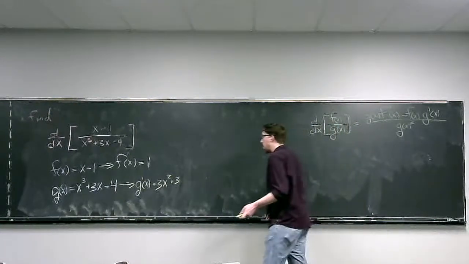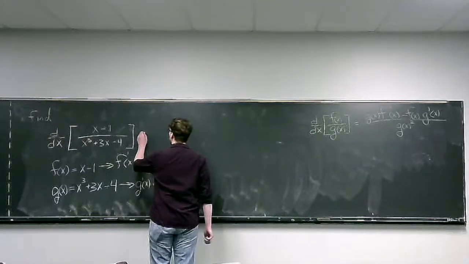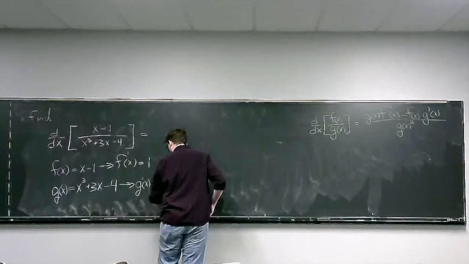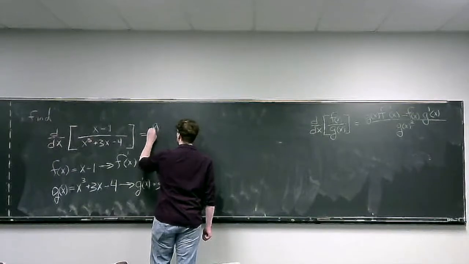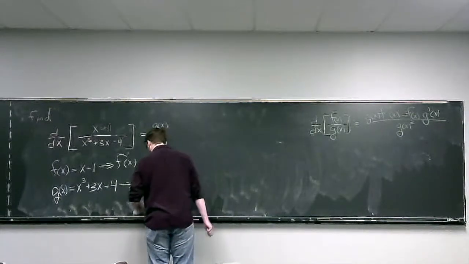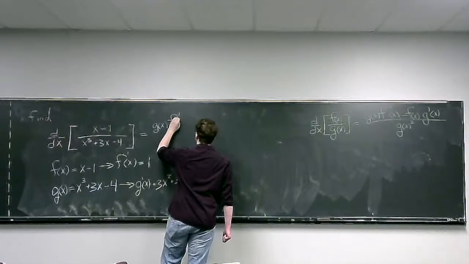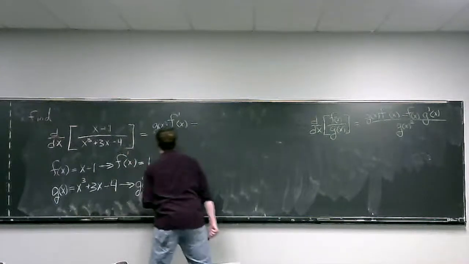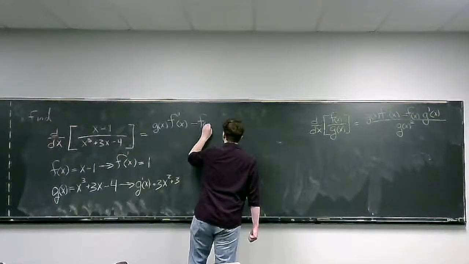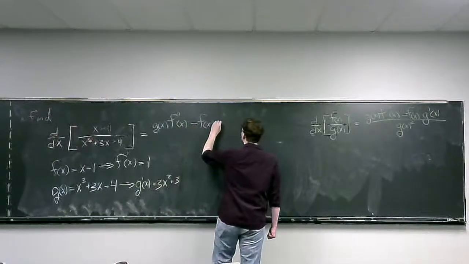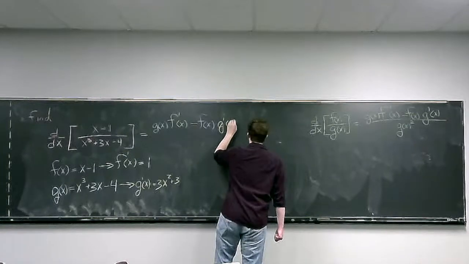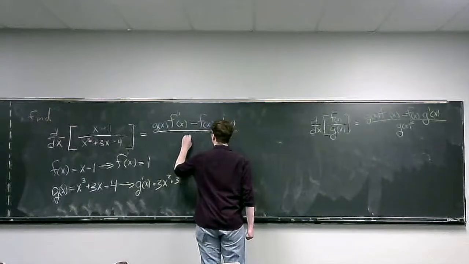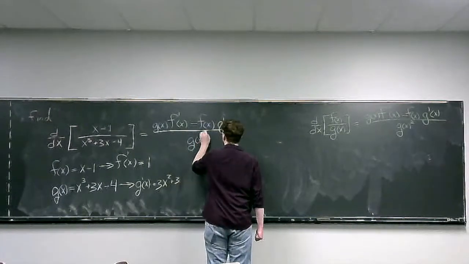Now, to put all of this back together, we have that this is going to come out to be g of x times f prime of x minus f of x times g prime of x, all divided by g of x squared.